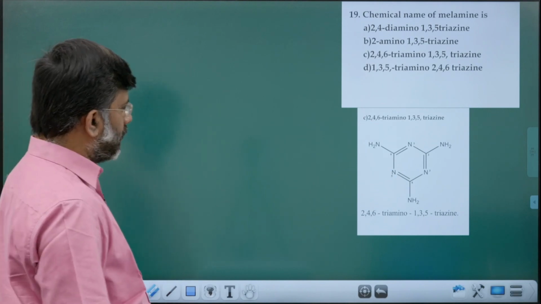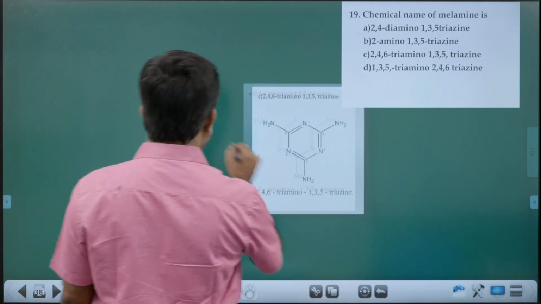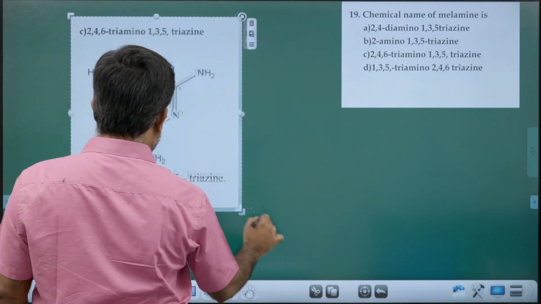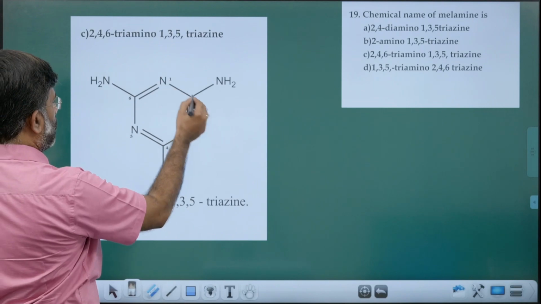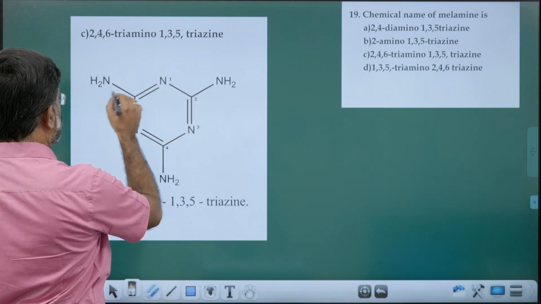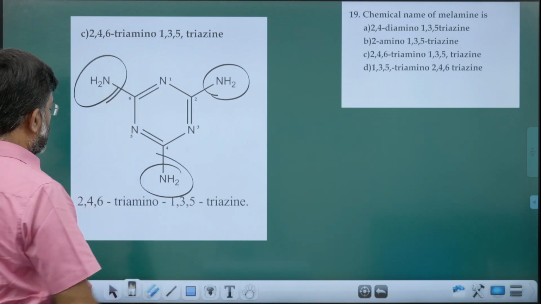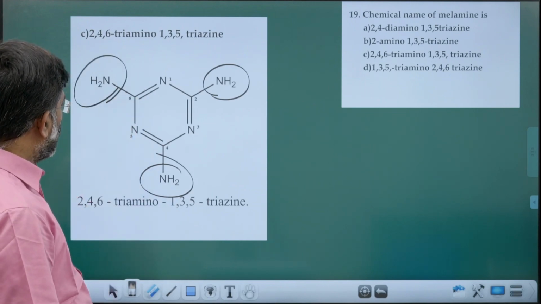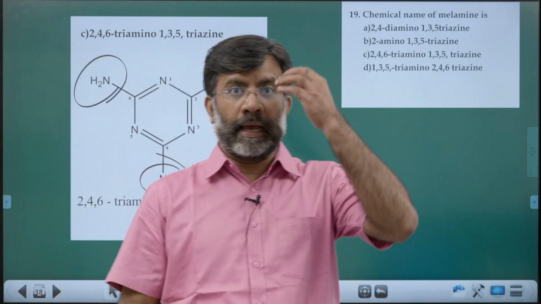And this is how the numbering has to be done. Have a look at the detailed idea regarding the structural entity. It has to be numbered 1, 2, 3, 4, 5, 6. So it is 2,4,6-triamino-1,3,5-triazine. That is what is called melamine.